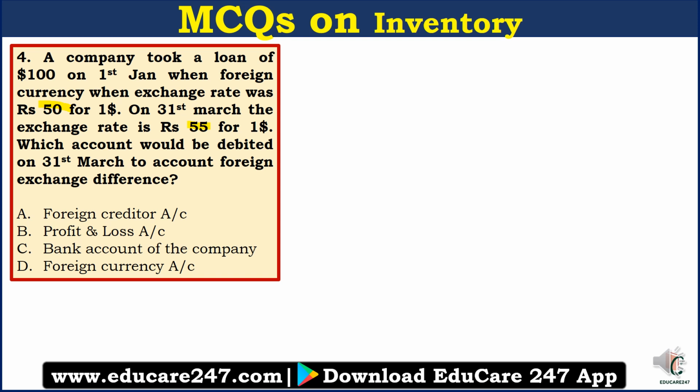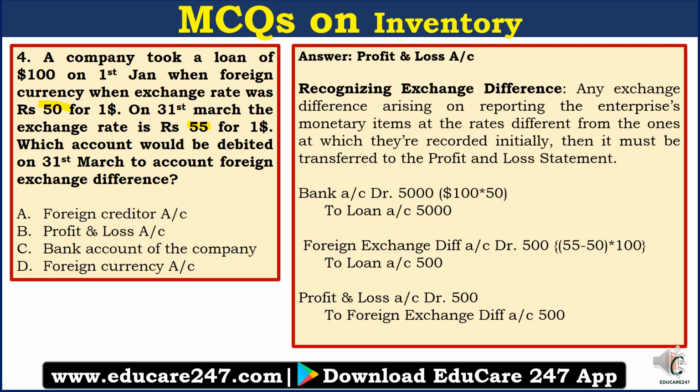Which account would be debited on 31st March to account for foreign exchange difference? So the answer here is your profit and loss account. Now this loan is a monetary item, right? So for monetary items we use the closing rate. The closing rate here is 55. Now the initial rate was 50, so there is an exchange difference, right? Exchange difference of 5 per $1.